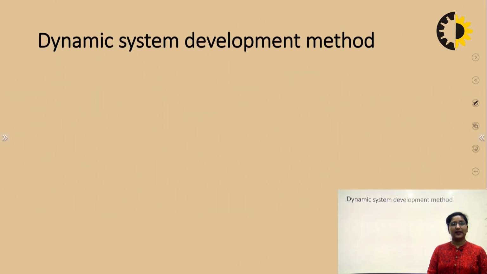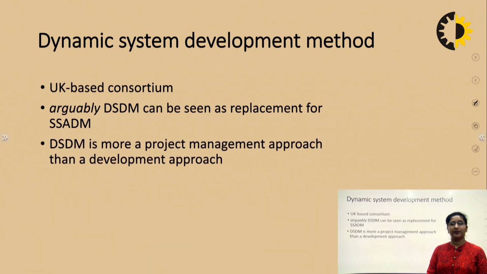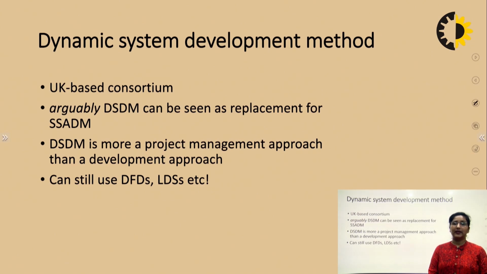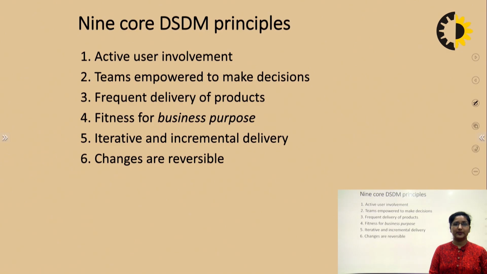Okay. So, agile methods, we can say, include the dynamic system development method. It is based on a UK based consortium, and we can see this dynamic system development method as a replacement for the structured system development method. It is more a project management approach rather than just a development approach. Along with it, we can also use DFDs, LDGs, etc. in it. So, there are basically 9 core DSDM principles.